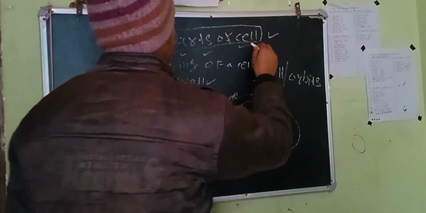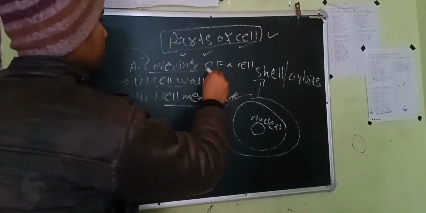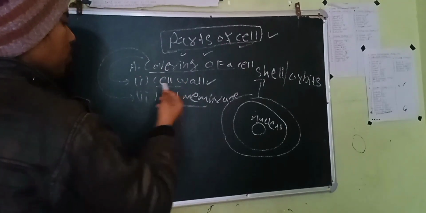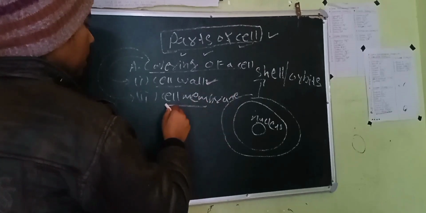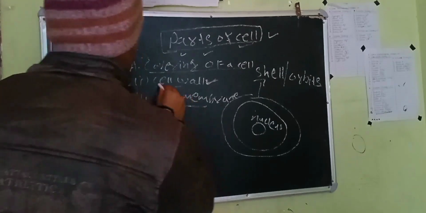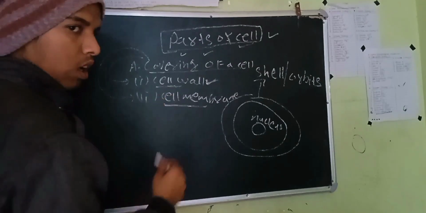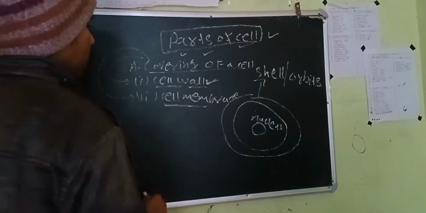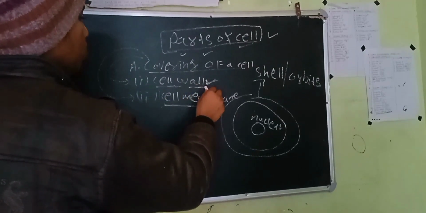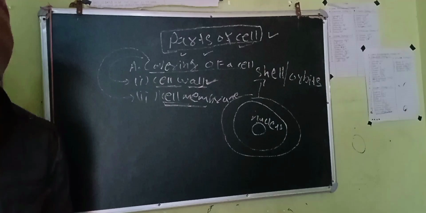So we started this topic, parts of cell, in our previous video, and inside this topic we talked about covering of cell. If you talk about covering, then there are two types of covering of cell. First one is cell wall and second is cell membrane. Two types of covering. In our previous video we have already learned what is cell wall, and in this video we are going to talk about cell membrane.